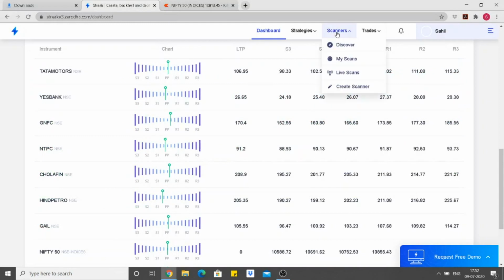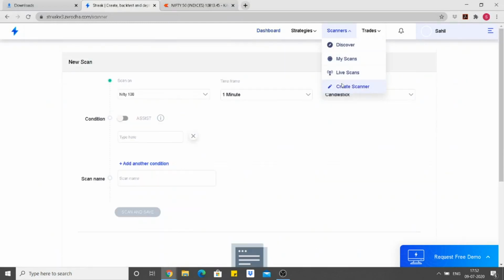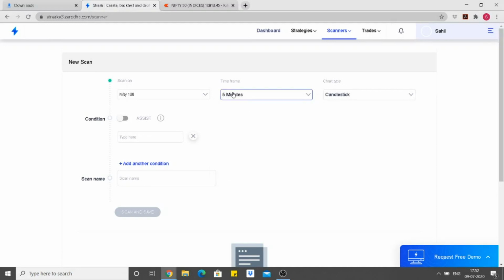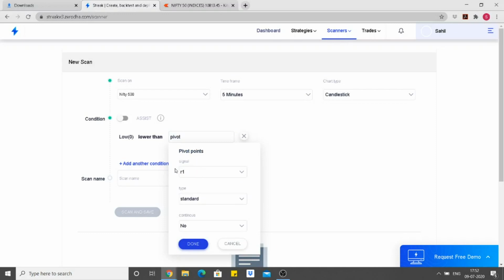I'm going to quickly create a scanner for you guys over here. We will use the 5-minute time frame. We will select Nifty 500 because we want to run the scan on the maximum number of stocks that we can. So low, that is the low of the candle, should be lower than the pivot point S1.